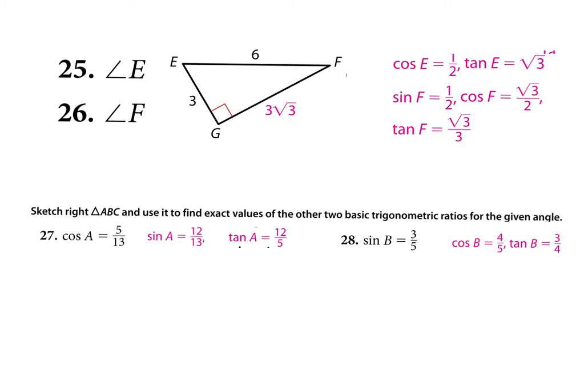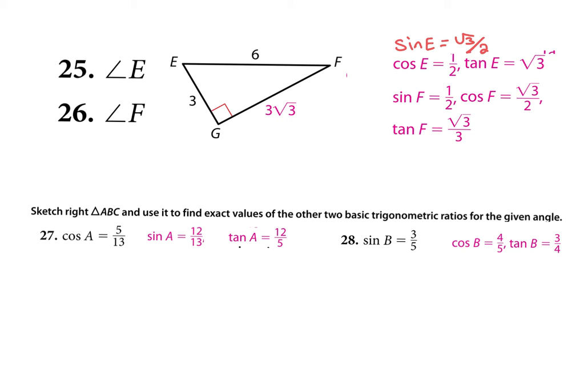for E, and they didn't list the sine. The sine would have just been square root of 3 over 2. So I don't know where that is, but it cut it off. So for E, the sine of E would just be square root of 3 over 2.